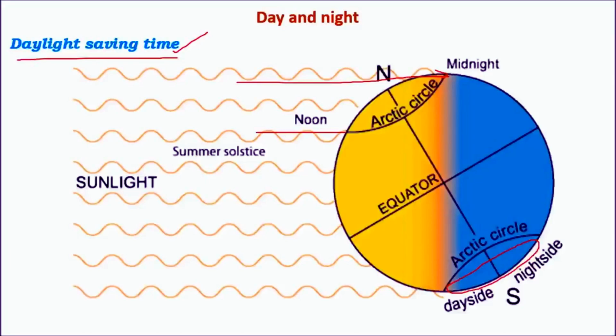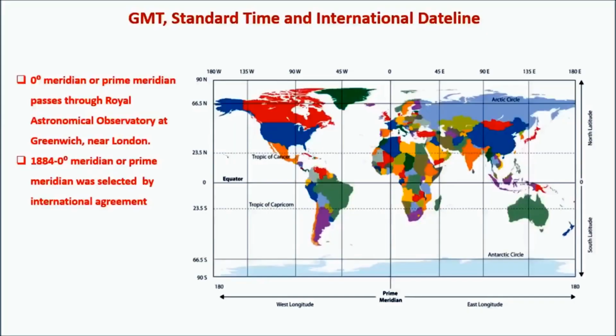So this is one productive step taken during crisis situations like wars, etc. But even now this is followed in some countries. In India, we don't follow this daylight saving system. Now let us take a look at other important concepts like Greenwich Mean Time, Standard Time, and International Dateline.